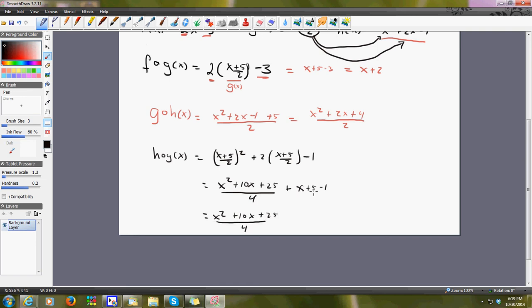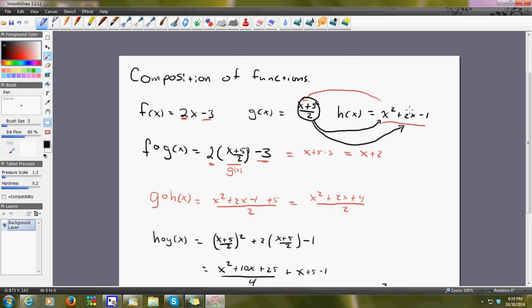That's going to become x plus 4, but then I'm going to multiply by 4 over 4 to get a common denominator. That'll become 4x plus 16, so my final answer will be x squared plus, I have a 10x here and a 4x there, so it'll be 14x plus 25 plus 16, so it'll be plus 41, all over 4. Alright, kind of miserable, but that's okay.